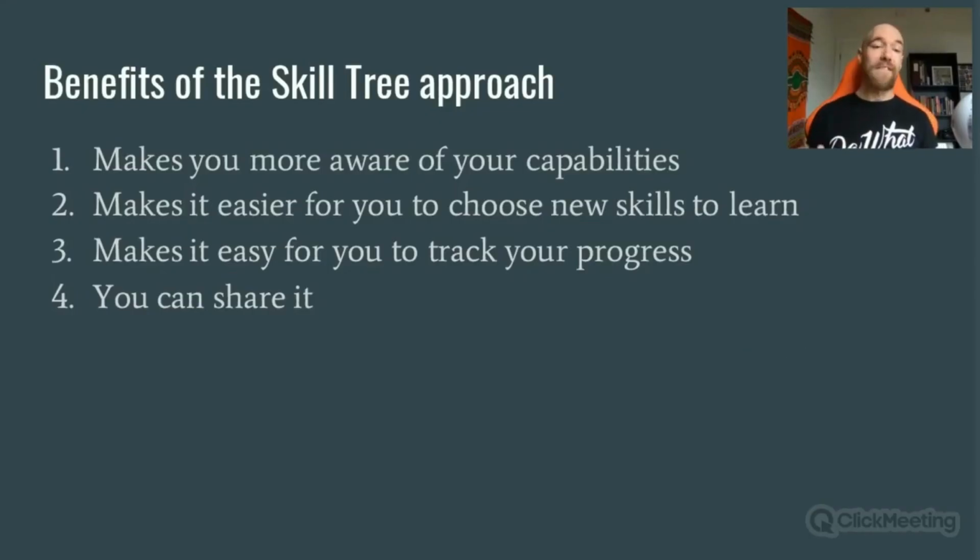So the main benefits of the skill tree approach: one, it makes you more aware of your current capabilities. Two, it makes it easier for you to choose new skills to learn. Churn is the combination of choose and learn. I invented a new word. Three, it makes it easy for you to track progress. And four, you can actually share it with people. And we're going to go through exactly what it looks like.